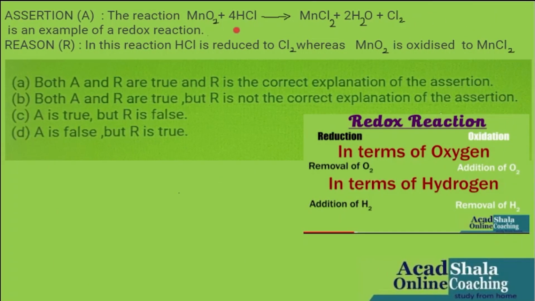The assertion says, the reaction MnO2 plus HCl gives MnCl2 plus H2O plus Cl2, and this is an example of a redox reaction. Reason: in this reaction HCl is reduced to Cl2 whereas MnO2 is oxidized to MnCl2. Okay, this statement is given.